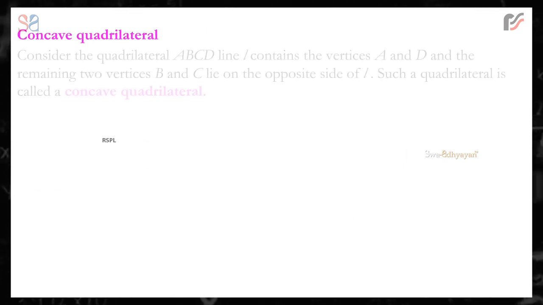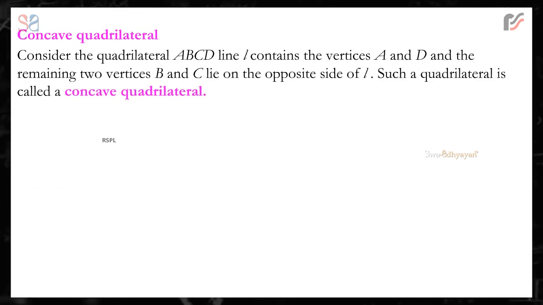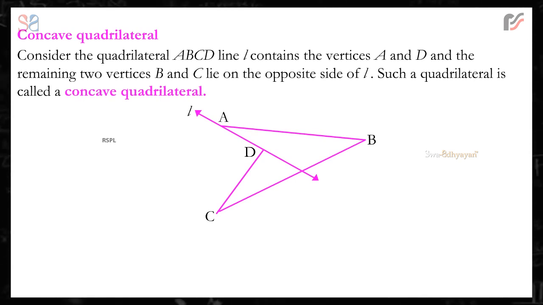Concave quadrilateral. Consider the quadrilateral ABCD. Line L contains the vertices A and D and the remaining 2 vertices B and C lie on the opposite side of L. Such a quadrilateral is called a concave quadrilateral.